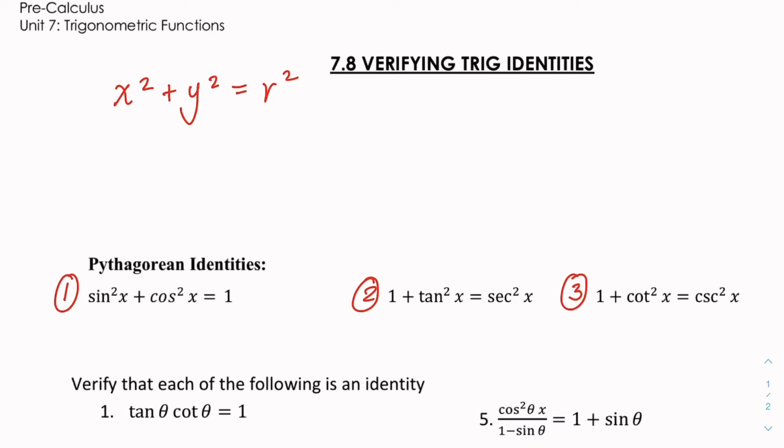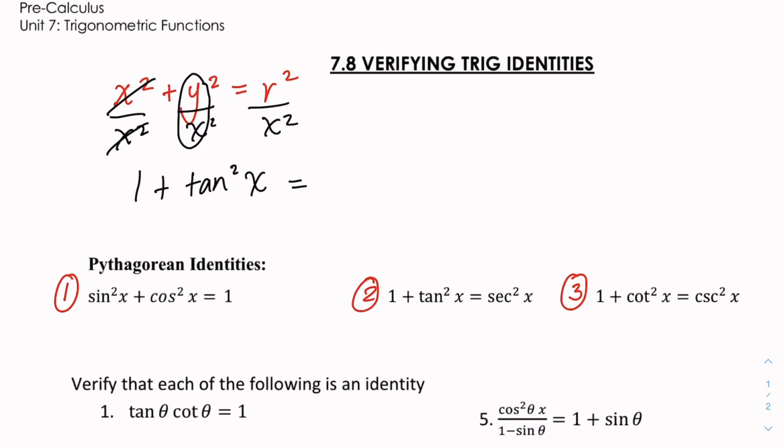This time, instead of dividing everything by r squared, let's divide everything by x squared. So x squared over x squared just becomes 1. Y over x, that's the tangent formula. And then r over x, see if you remember, r over x is the reciprocal of x over r, which is cosine. So this will be secant squared theta. And lo and behold, that's formula 2.